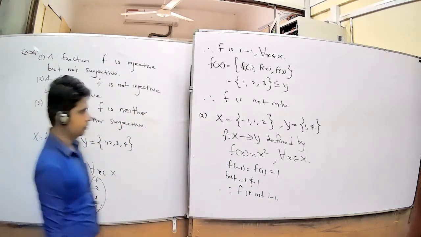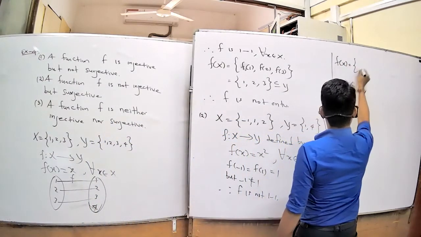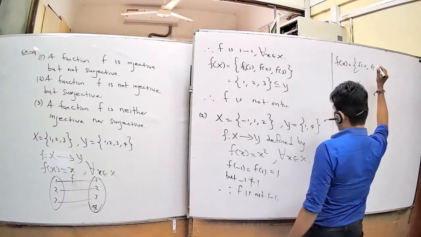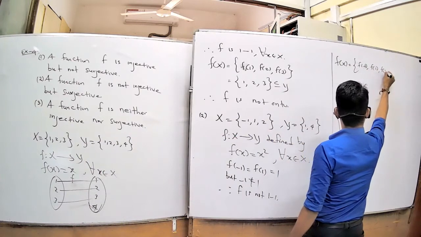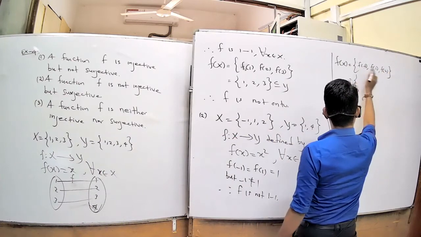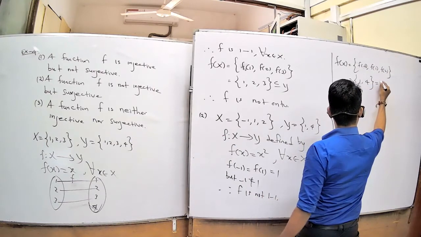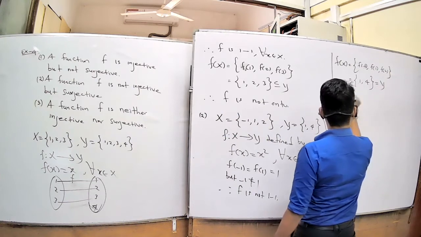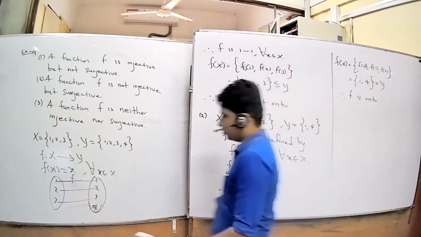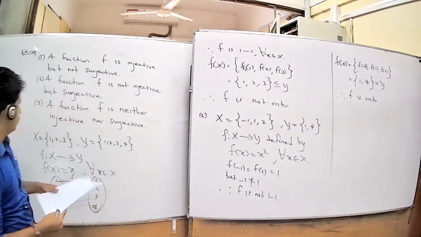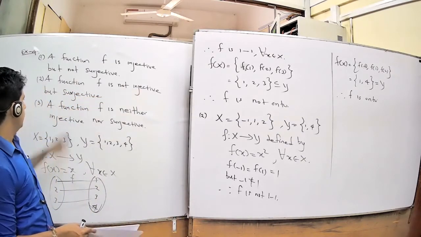For the surjective condition, you take the images f of minus 1, f of 1, and f of 2. What is the value? f of minus 1 and f of 1 both equal 1, and f of 2 is 2 squared, which is 4. It is equal to Y. Therefore, f is onto, but f is not one-to-one.